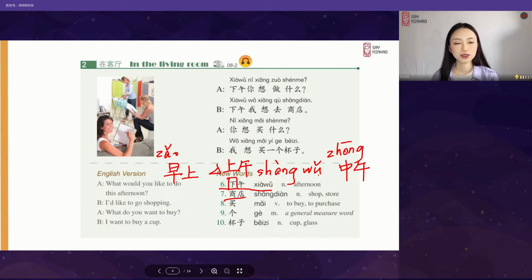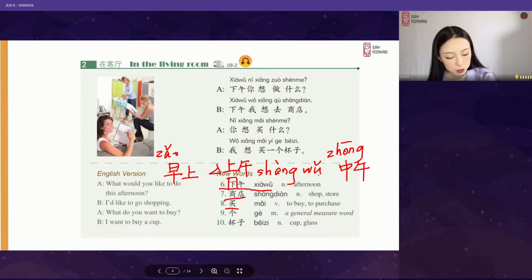When we are using 商店, then I will say I will go to the shop, which is 我去商店 in Chinese. Okay, then try to say I want to go to the shop. Then it is 我想去商店, 想去商店. Okay, very good.